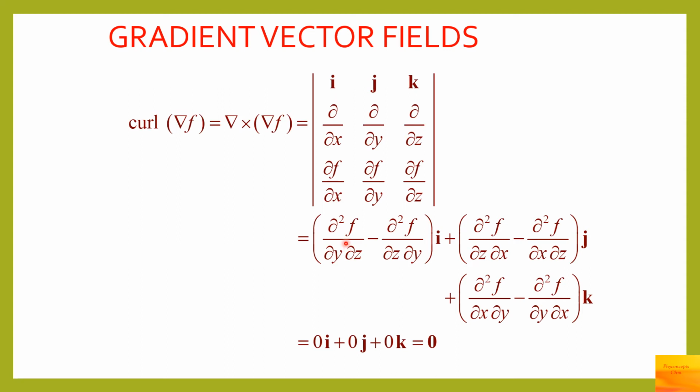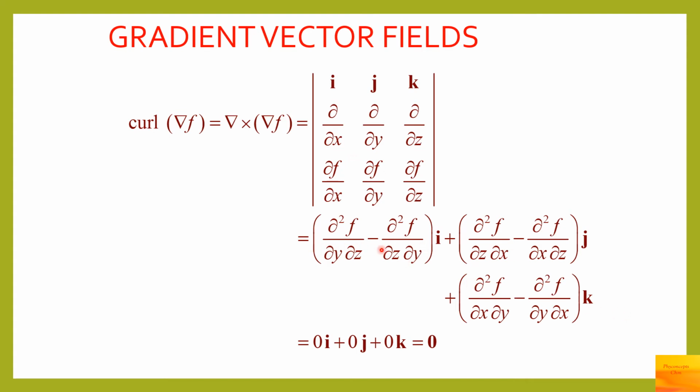So we solve the determinant, we get i cap into ∂²f/∂y∂z minus ∂²f/∂z∂y, plus, this multiplying, we get ∂²f/∂z∂x minus ∂²f/∂x∂z into j cap, plus ∂²f/∂x∂y minus ∂²f/∂y∂x into k cap.